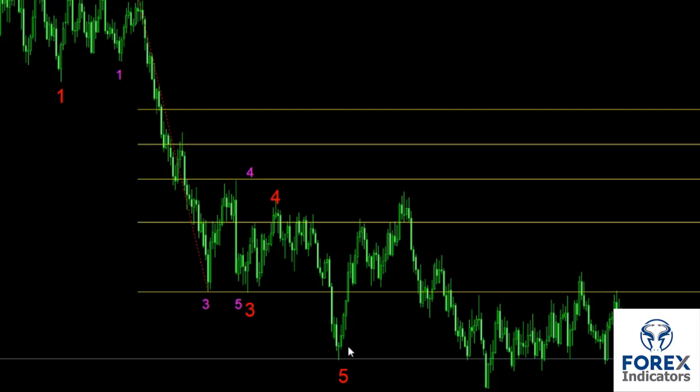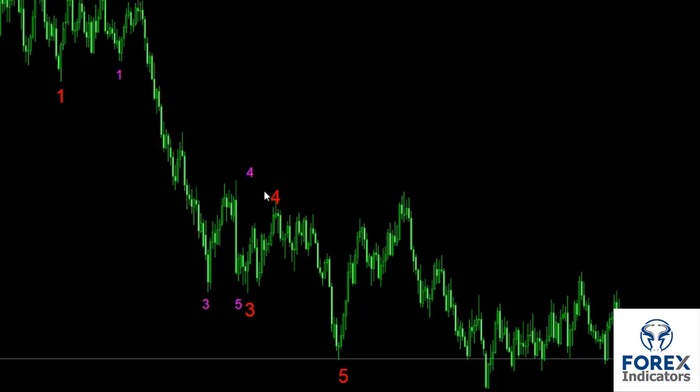So as you can see, sometimes wave 4 goes to its guideline, sometimes it doesn't. But it's a guideline, it's not a rule. That's why you need to be flexible, you need to be open-minded. Okay, in this case we have 5 waves down. How we measure about the guidelines we said before.